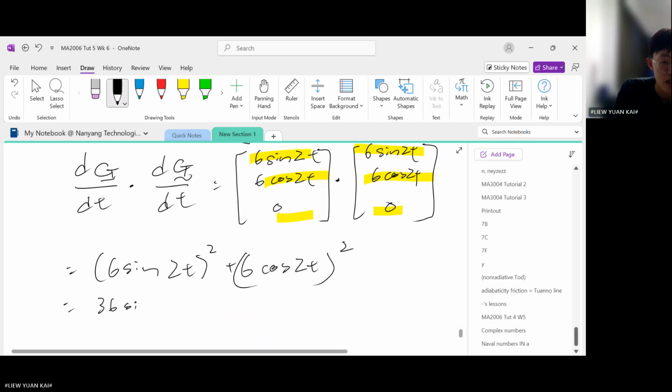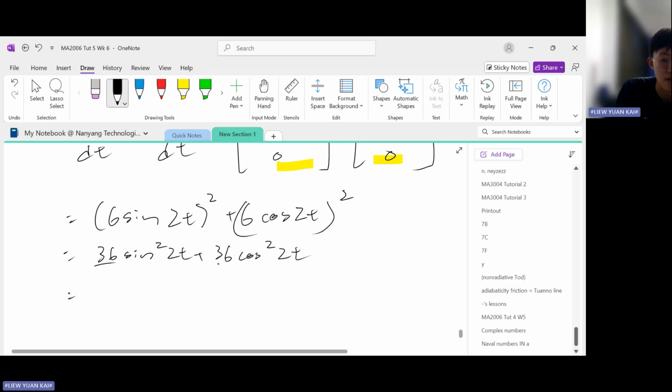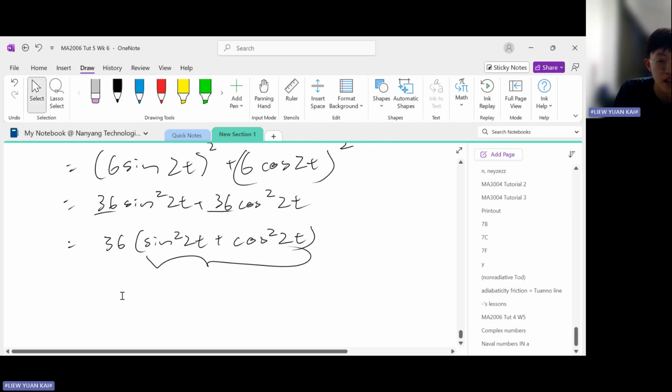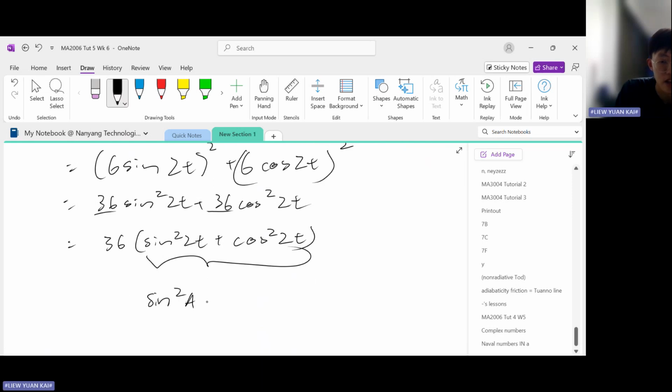So 36 sine squared 2t plus 36 cos squared 2t. And then, see, both of them have a common factor of 36. Factorize that out. And then notice, this is the identity that we saw earlier, right? Remember that sine squared a plus cos squared a is equal to 1. Meaning we can just replace this whole term with 1. So 36 times 1 is just 36. So that's your second answer.